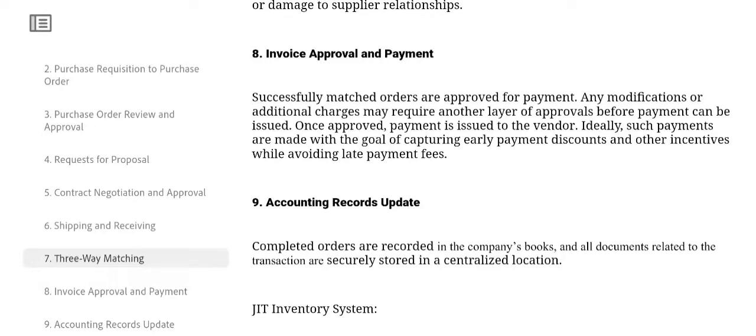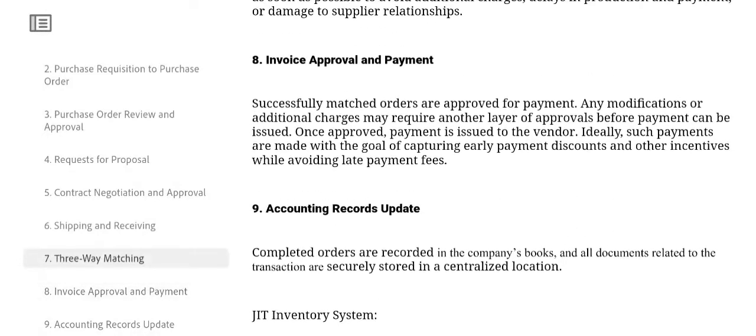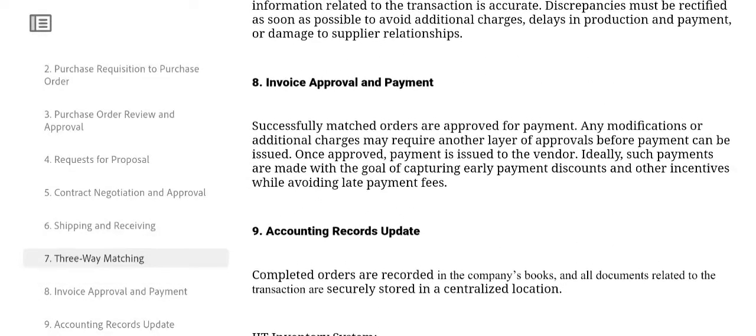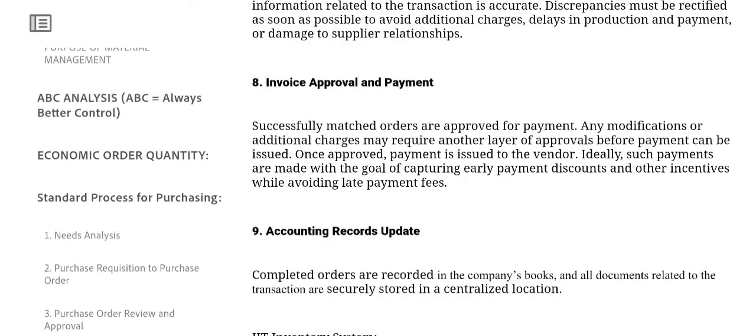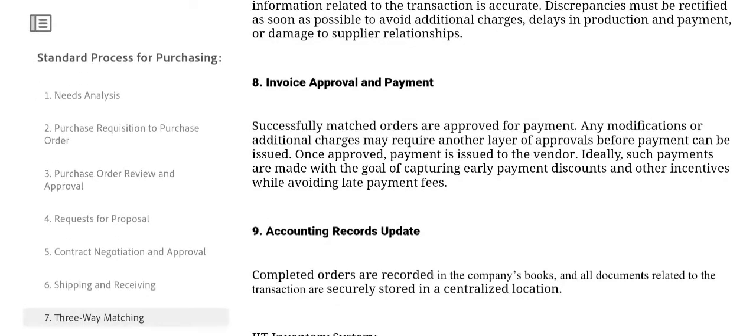After that, the main thing is the accounting records update. After completing all the transactions, you should record this in your diary or in your system or in your SAP software. You should record this activity which is done by you. So this is all about the standard process of purchasing, which every purchase manager or every purchase management should follow.